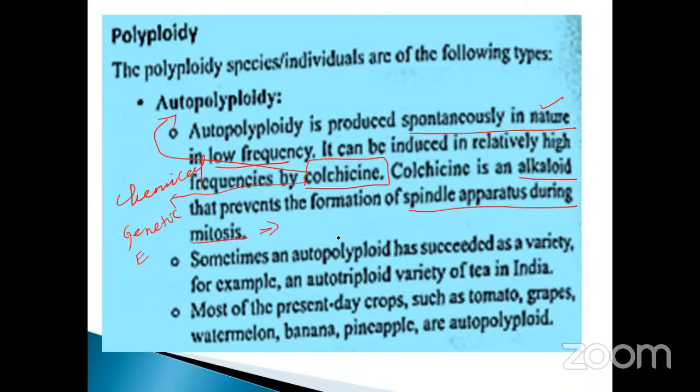This is also mostly used for cancer mitotic divisions. I told you, colchicine is one of the very important chemical substances. Particularly, the alkaloid substances are present in some varieties.